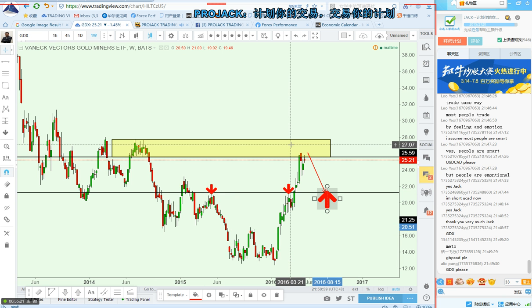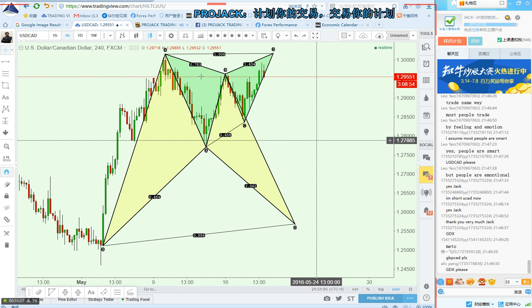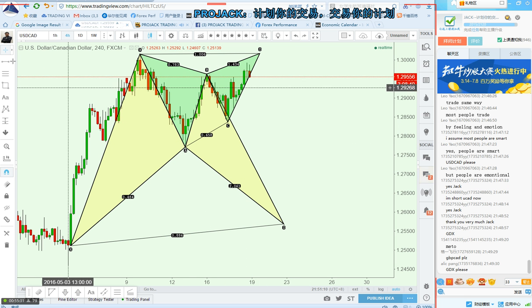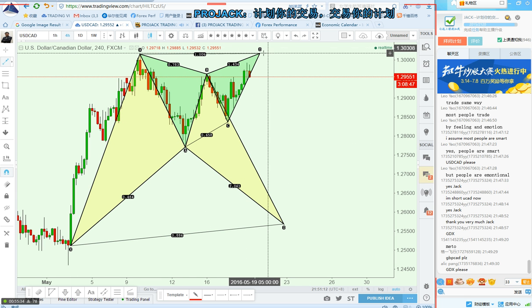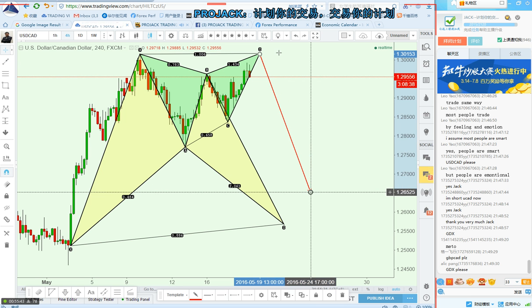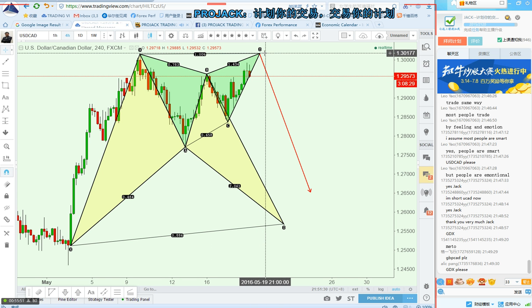Okay, let's look at the Candy, Dollar CAD. Today I just published two harmonic patterns. One is bearish, so I'm going to sell Candy around 1.3017. That is my ideal selling order. I will wait for this part to sell Dollar CAD, because this is a butterfly pattern that gives me the best point to sell.